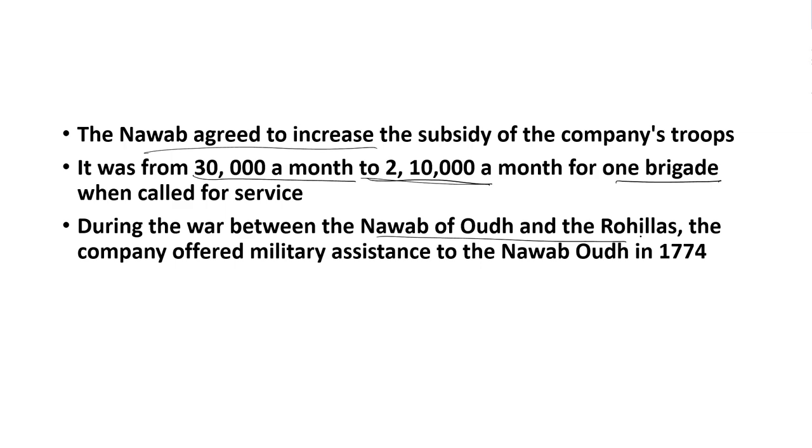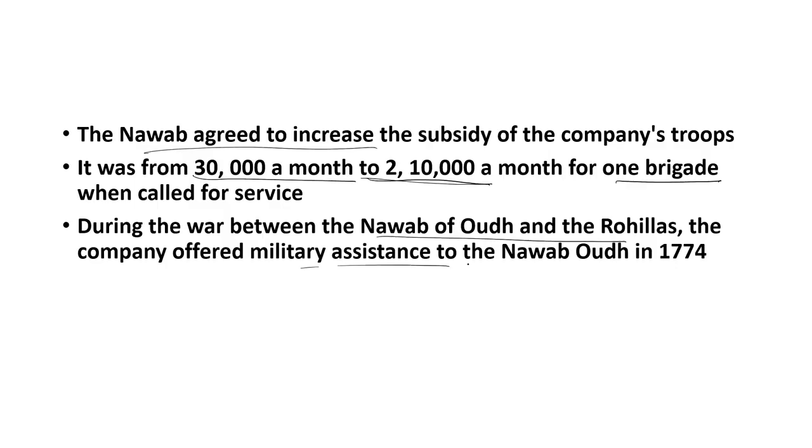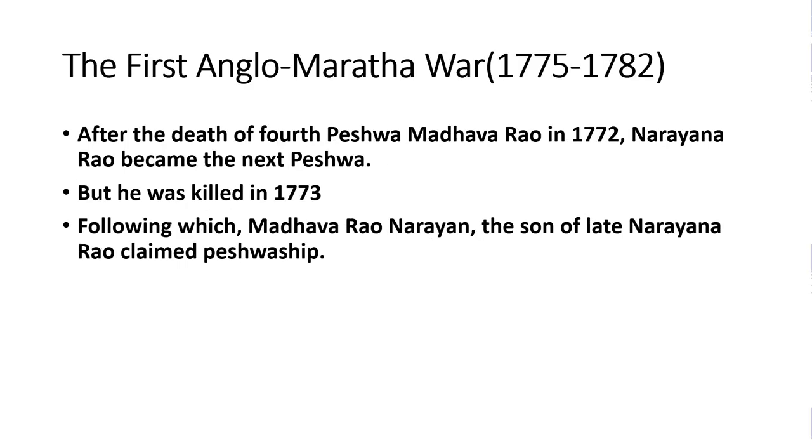In the war between the Nawab of Oudh and the Rohillas, the company offered military assistance to the Nawab of Oudh in 1774. Now, another major challenge Warren Hastings' period faced was from the Marathas. The period of Warren Hastings as the Governor General witnessed the first Anglo-Maratha War between the British and the Marathas.